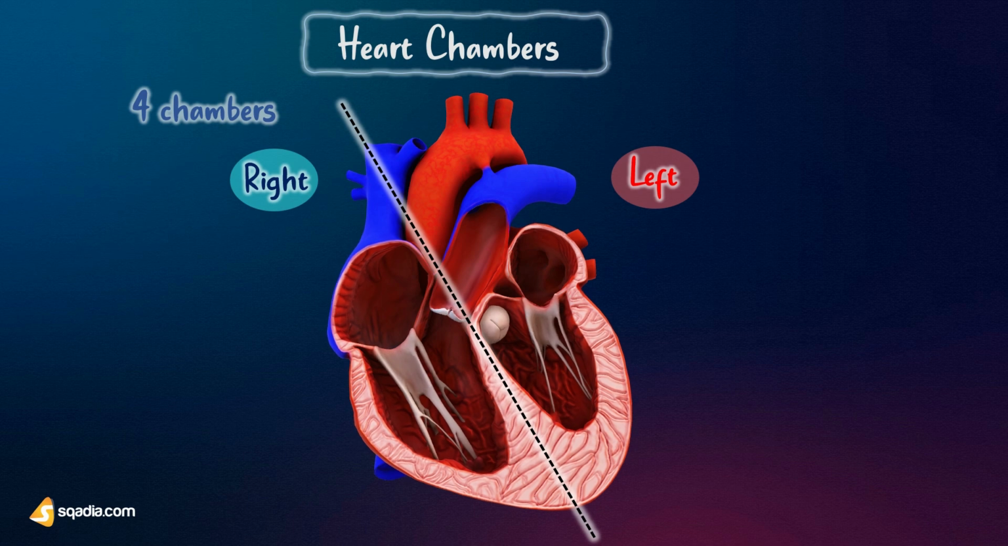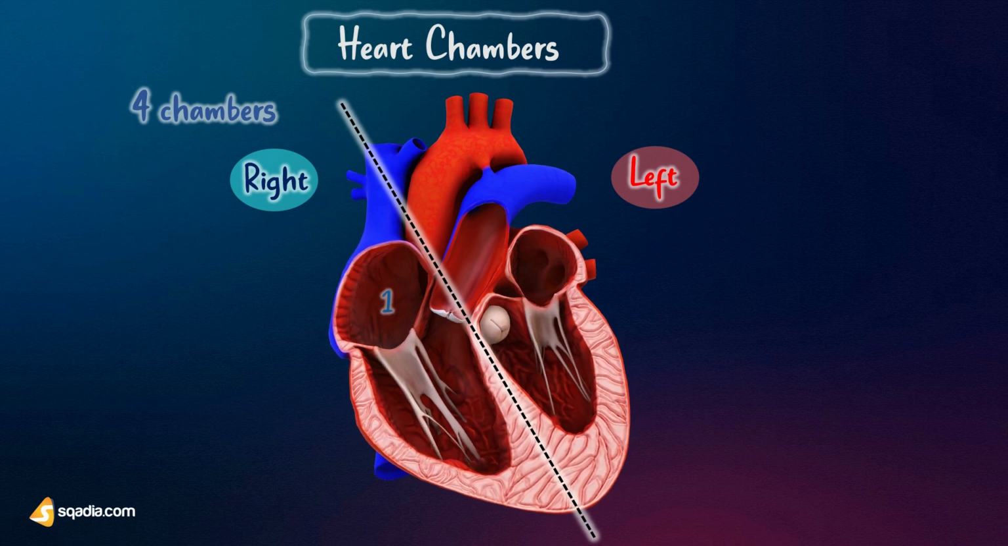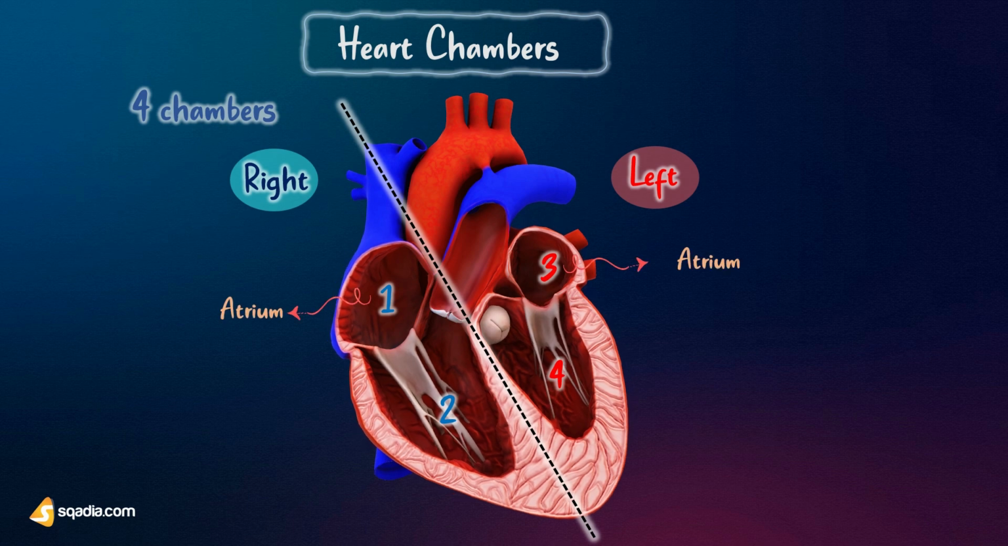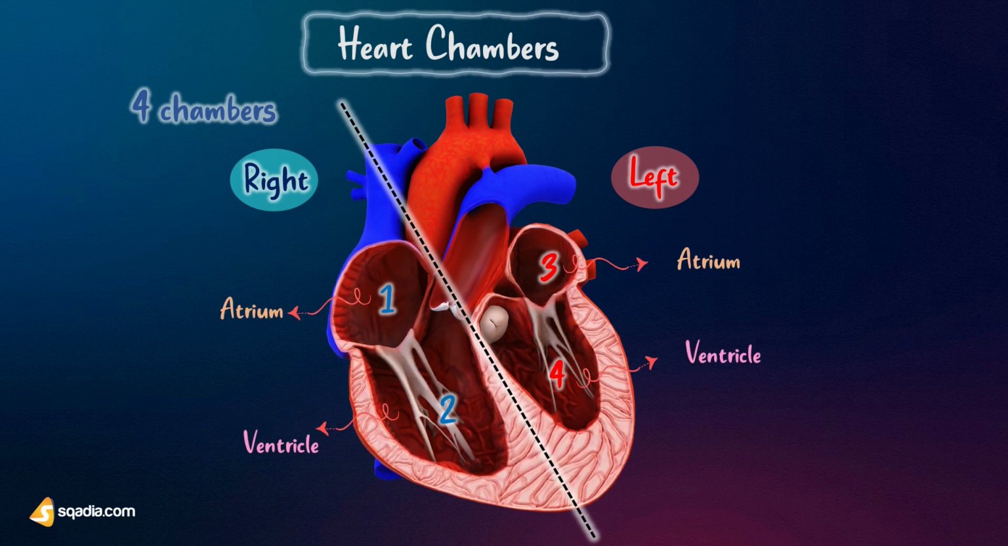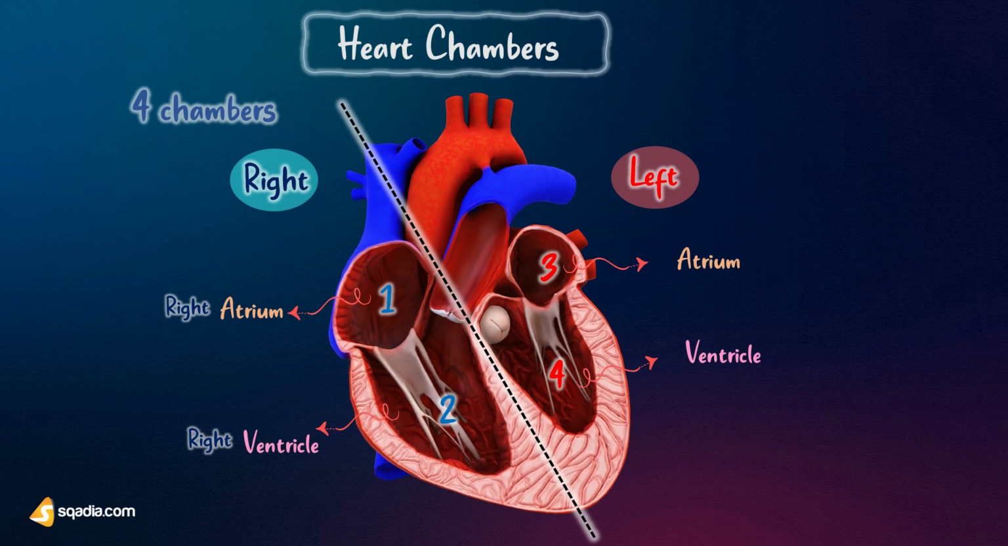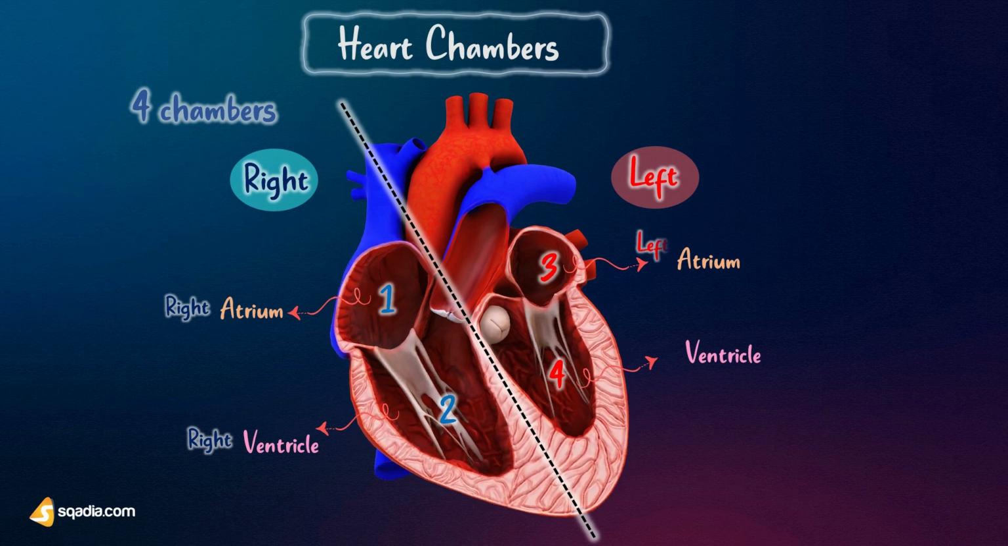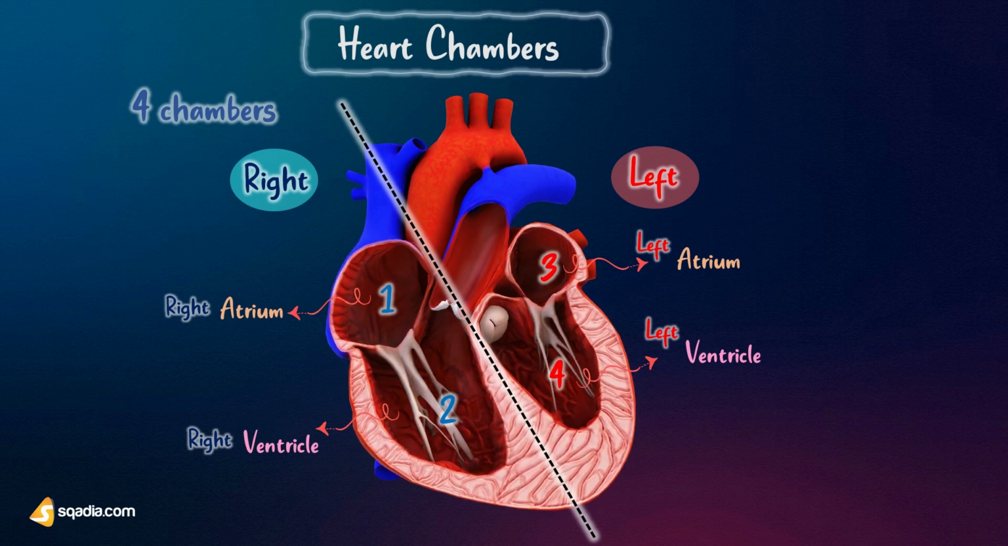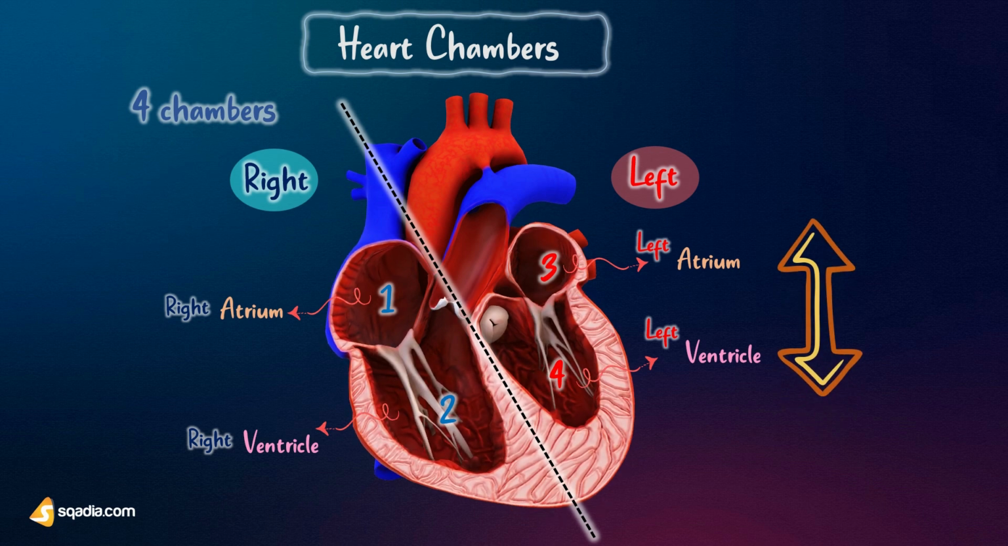For our convenience, we can divide the heart into 2 sides, left and right. 2 chambers are on the right side, and 2 are on the left side. The upper chambers are called atria of the heart, and the lower chambers are called ventricles of the heart. And so according to their location, chambers on the right side are called the right atrium and right ventricle. And those on the left side are called left atrium and left ventricle.